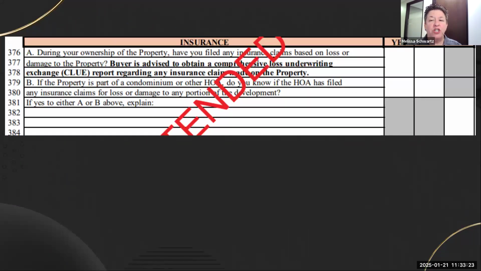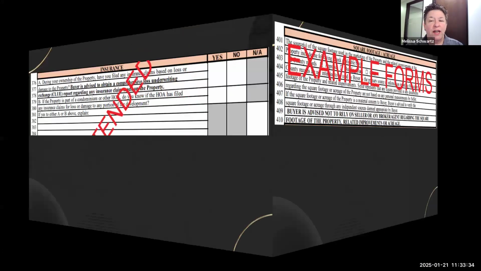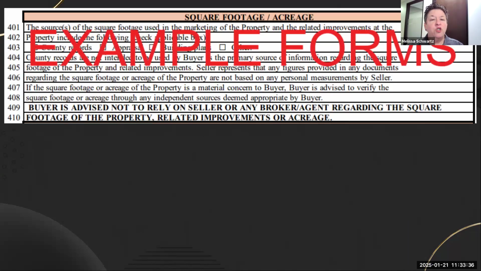Ownership, have you filed any insurance claims? Here it is, buyers advised to obtain comprehensive loss underwriting exchange report. They actually spell it out. So I wish they would change all that. I really don't like that.